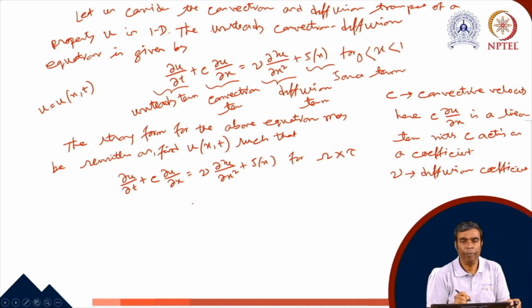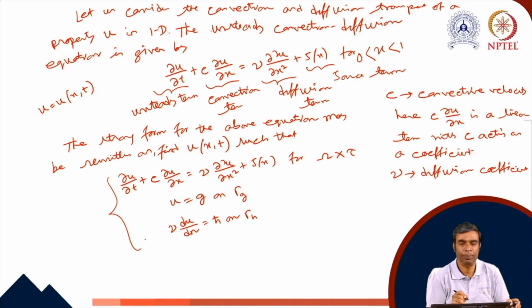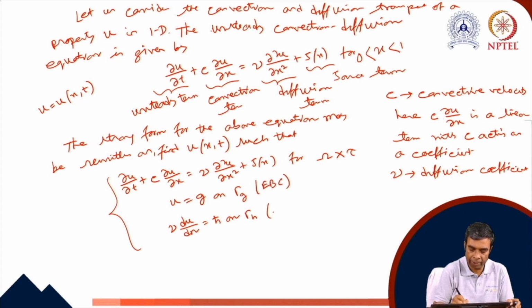We consider two different types of boundary conditions for this problem. We consider u equals to g on gamma g. This is the essential boundary condition. And then we consider nu du dn equals to h bar on gamma h. So these are the two boundary conditions possible. One is of essential type, other one is the NBC type. So the first one is EBC and the second one is the NBC. So now we derive the Galerkin weak form for the problem.